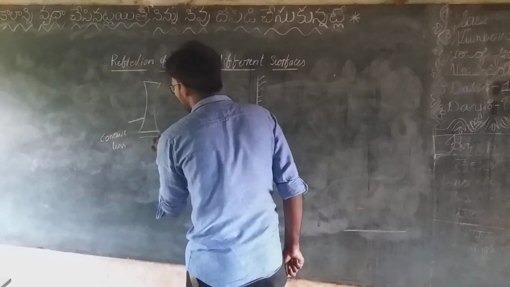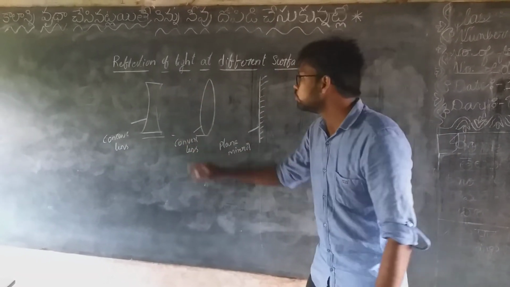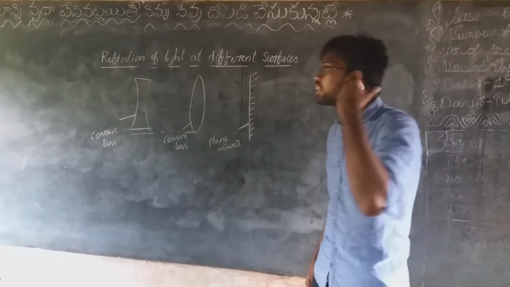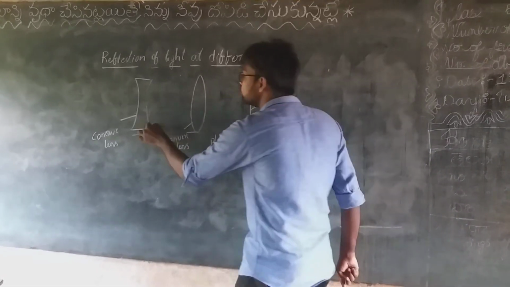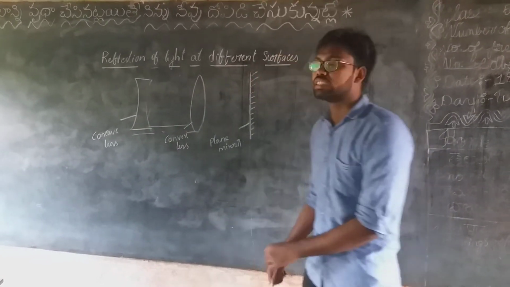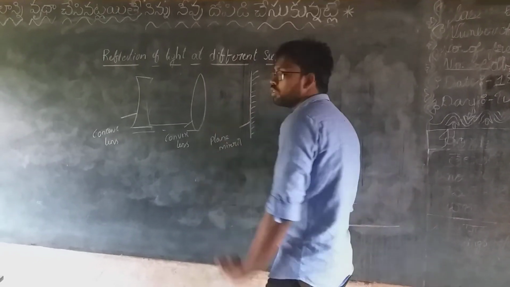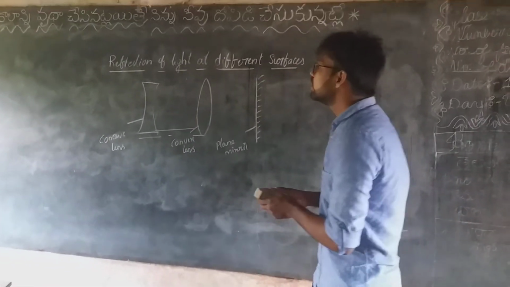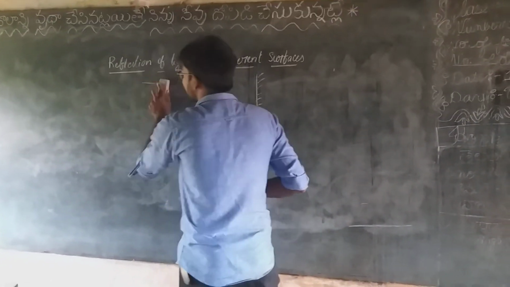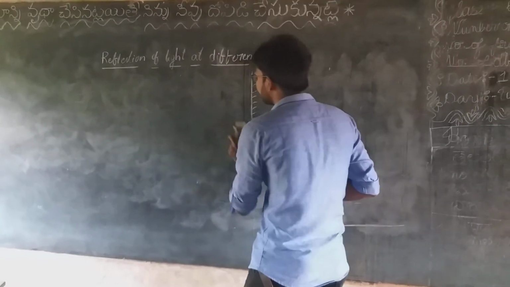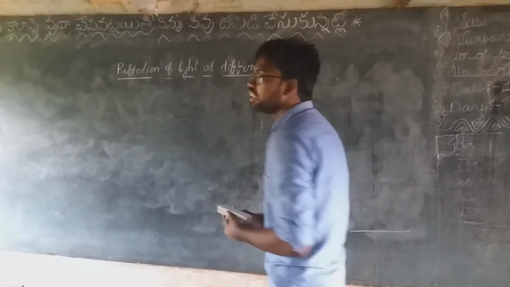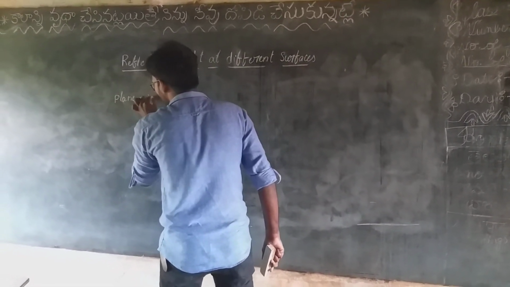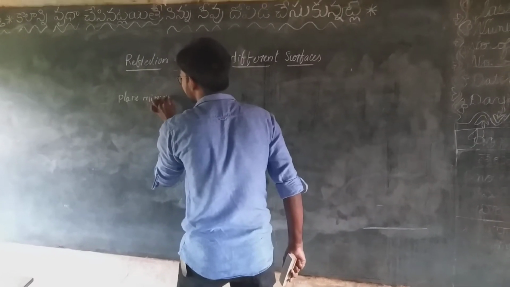For these two, convex lens as well as concave lens, we will learn in further classes, which means reflection of light at plane surfaces as well as reflection of light at curved surfaces. At that time we will learn about these two lenses. Now we need to know about the plane mirror. Plane mirror is generally used at home to see our images. Plane mirror is silver coated.